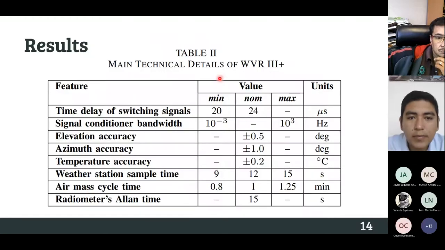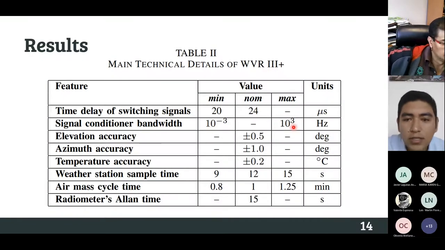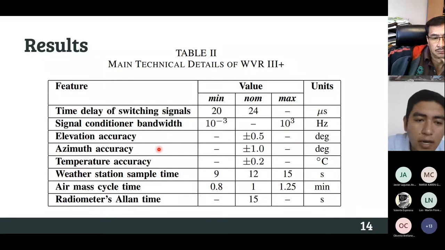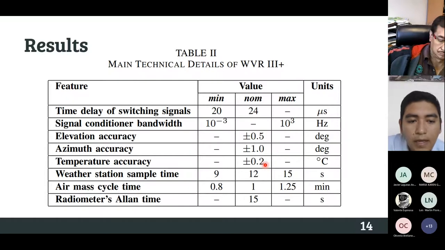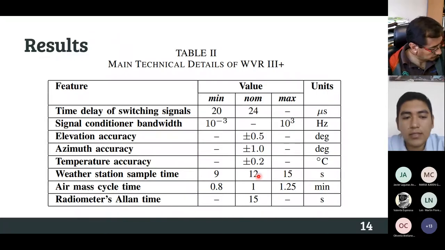There are some main technical details for the WBR3 plus. I can say that the signal conditioning bandwidth goes from 1 millihertz to 1 kilohertz. The elevation accuracy and the azimuth accuracy, as I mentioned before, are 0.5 degrees and 1 degree for azimuth. The temperature accuracy of the sensors is plus or minus 0.2 degrees Celsius, and the weather station sample time needs to be 12 seconds.